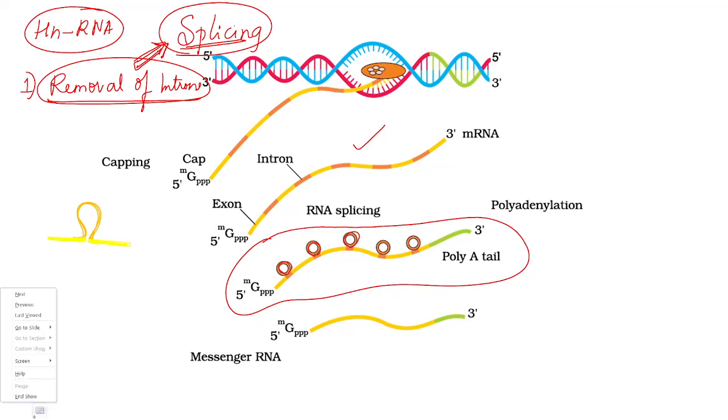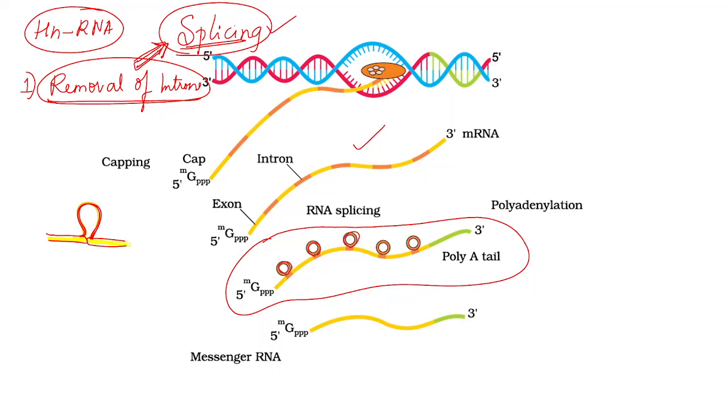You can clearly see here, what has happened? The intron region is making a loop. When the intron region is making a loop like this, at that time, the exon regions, see here, are brought very near to each other and they are attached with one another. Is that clear? Like that, removal of the introns will be taking place, and this process is called splicing.